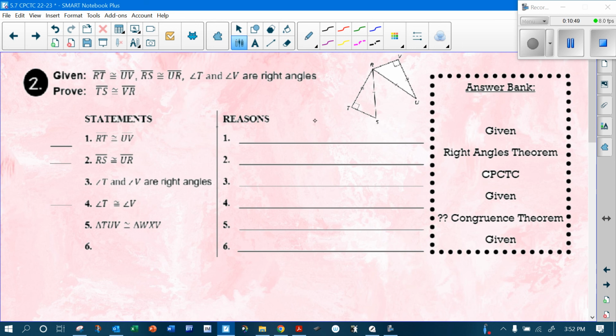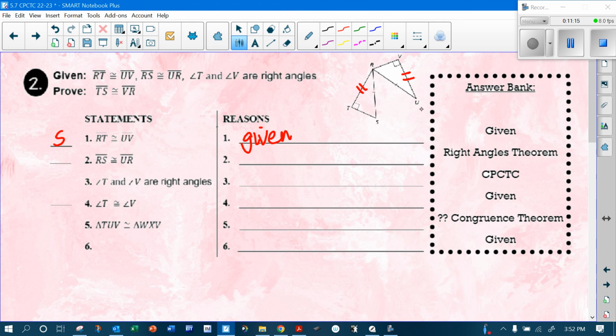Surprise, I'm back. All right, so here, I'm going to go through and mark up my picture. So RT is congruent to UV. RT is this one here. It's congruent to UV, which is over here. And this is given. And that is a side.